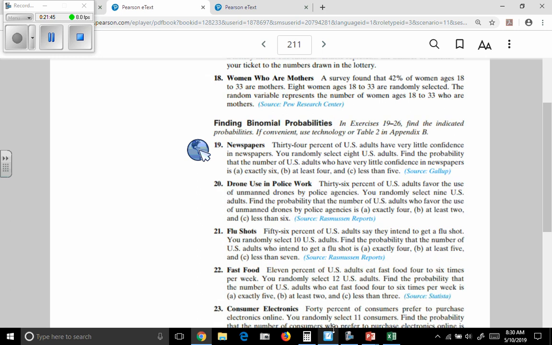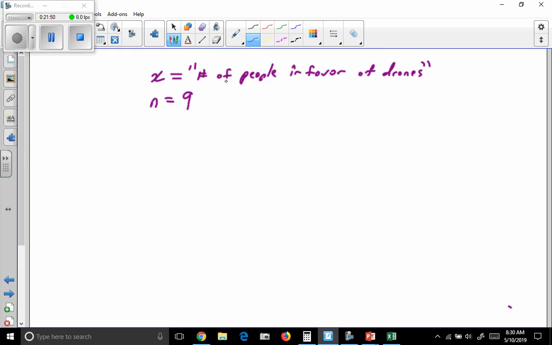Notice the first statement, 36% favor drones. So if we're counting people that favor, then we have a 36% chance of selecting someone who's in favor of it. So the probability of successfully picking one of those people is 36% or 0.36. So q is the complement of that. So if there's a 36% chance on a single trial of selecting a person that is okay with drones, then there's a 64% chance of selecting someone who is not in favor of drones.